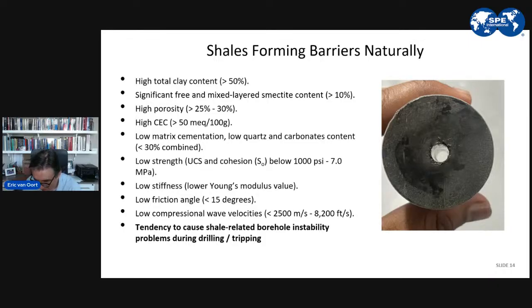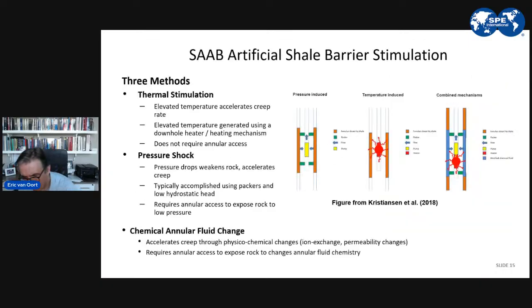So if you have a shale in a relatively shallow intermediate hole section, that typically gives you problems during drilling, then you're pretty much in business when it comes to forming annular barriers, annular shale barriers, spontaneously. But what if a shale doesn't form a barrier spontaneously, or only forms it very slowly? Well, we've figured out over the years that there are three methods by which we can stimulate these barriers artificially. The three main methods are thermal stimulation, pressure shock, and chemical annular fluid change.